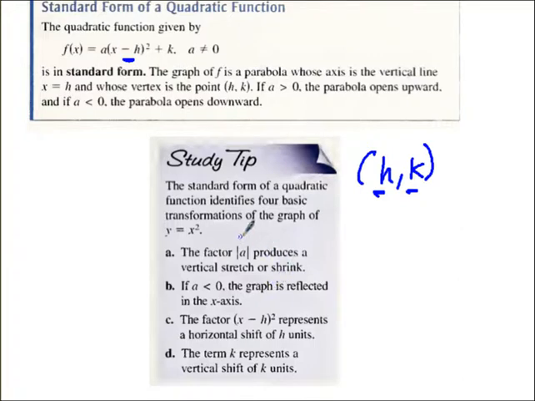Some general things down here. If you have a value of a that is greater than 1, it produces a vertical stretch, so the graph goes up faster. If it's less than 1, the graph is more spread out for the parabola. And then likewise, if you have a negative value for a, it flips the graph upside down.